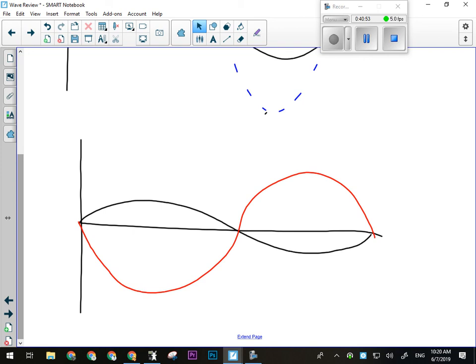Are those in phase or out of phase? They're out of phase. When one is up, the other is down. So my resulting waveform would be somewhere in there. It would be destructive interference, yeah. Yes, I said that four times today.